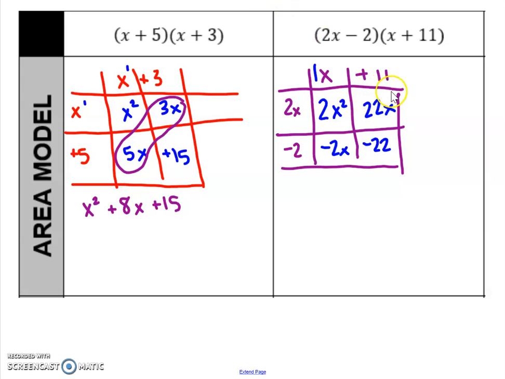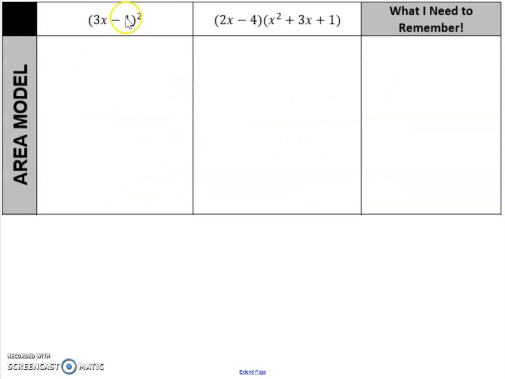And now we start combining. So we multiply to get in, and we add to get out. Multiply to get into the box, add to get back out. So I start in my left corner, so I have 2x squared. 22x minus 2x is going to be 20x. And then my constant in the right corner, minus 22. So 2x squared plus 20x minus 22 is the product when I multiply these two factors. Okay, feeling all right with this? Let's do a couple more.